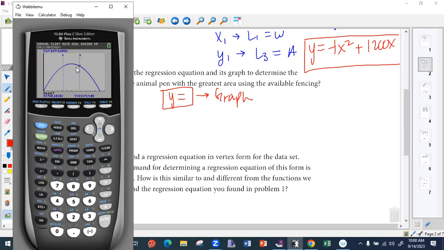And it's asking, do you think your max and min is somewhere between here? Yes, tell me what it is. I press enter. And it's going to say, all right, here it is. Approximately 600, basically, right? 599.99 or 600. So basically my max width is at 600. If my width is 600, then my area is going to be 360,000, right? That's my maximum area that I can create from the 600. That's how you answer this part of the question.